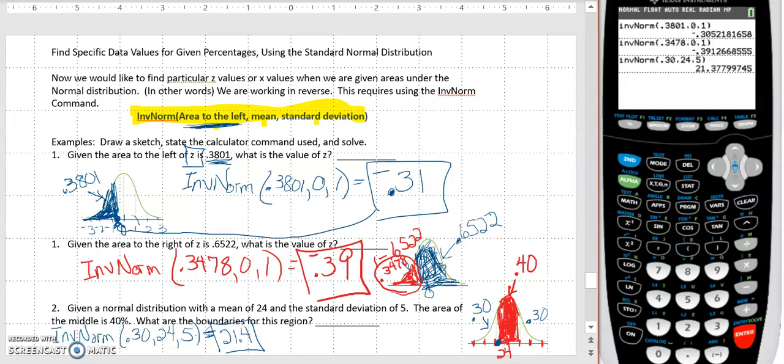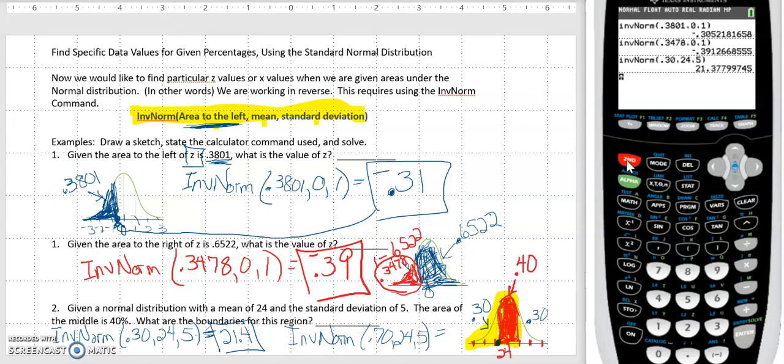Well, to find the boundary on the right, this one here, I need all the area to the left. I need all of that in my inverse norm command. So for the second part, the way I'm going to solve that is inverse norm. All the area to the left of that is 70%. And then our mean and standard deviation. And then just plug that into our calculator.